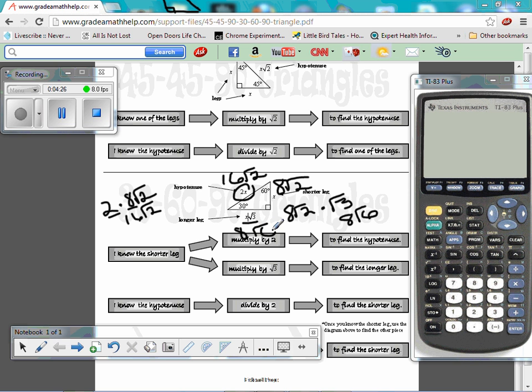So we have all our answers. We know exactly how long those segments are for the right triangle. You have 8 root 2 as the shorter leg, and the longer leg is 8 root 6. So you see it is longer, right? It's not much longer, but it is longer. And the hypotenuse has got to be the longest of them all, because the hypotenuse is always the longest segment. So we have 16 root 2.